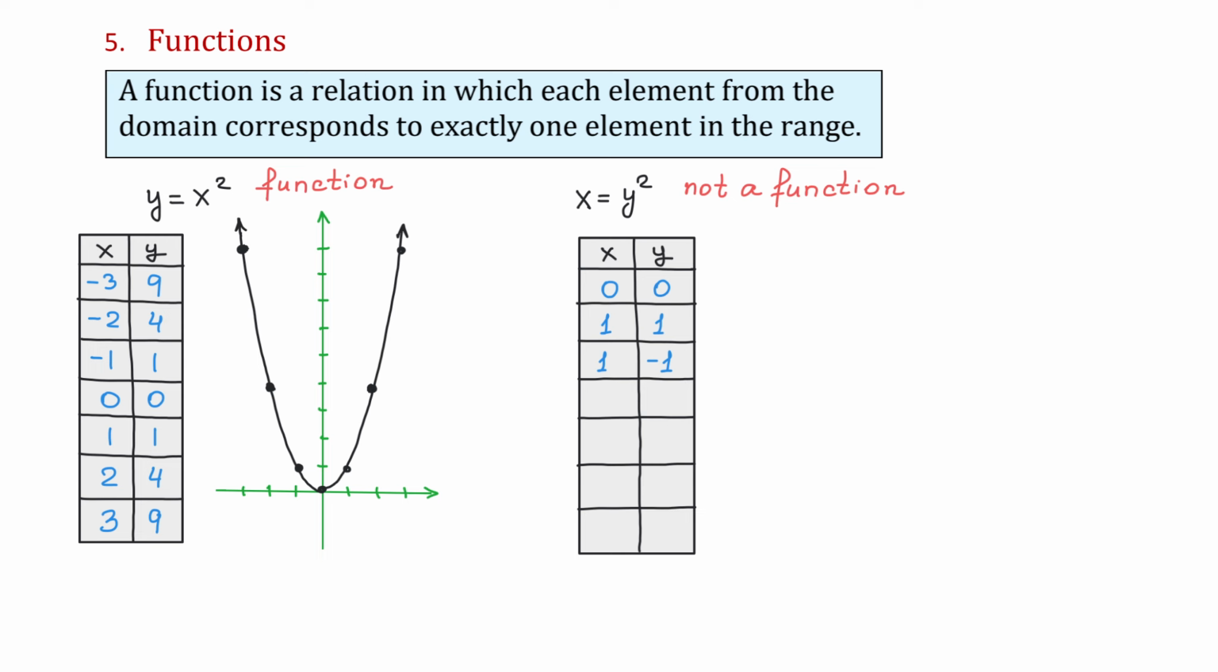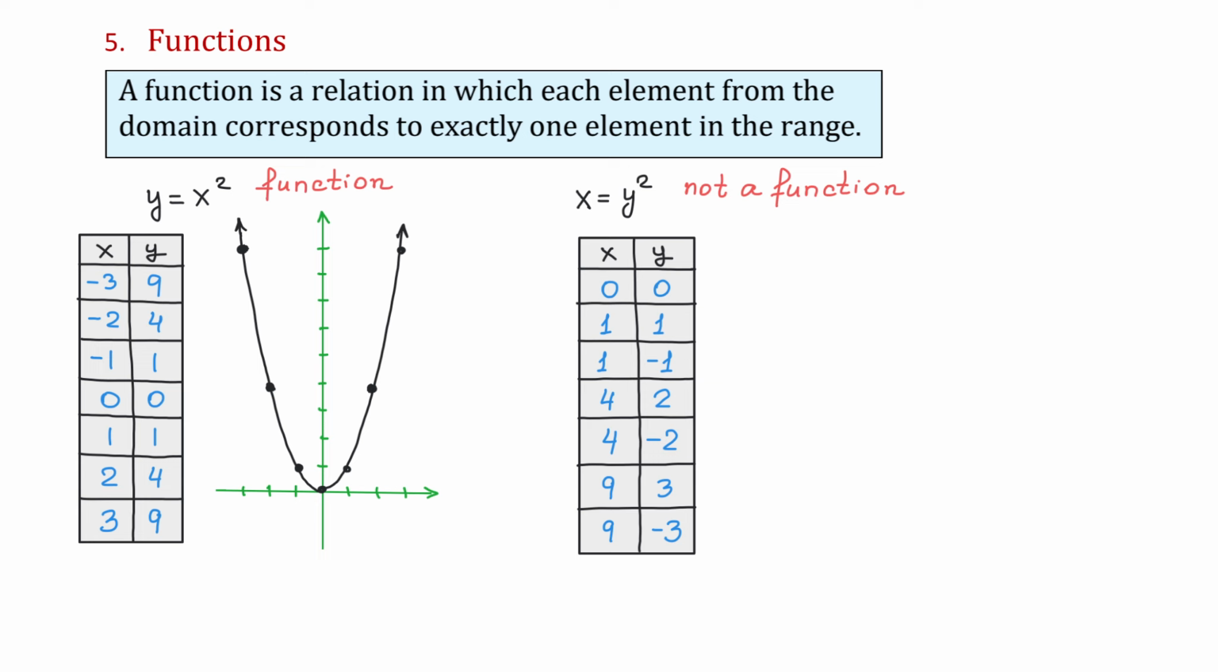For example, let x be 4. Then in this case, y can be 2, or for the same 4, y can be negative 2. And here we see again that for the same value of x, we have two values for y. And let x have one more value, for example 9. Then in this case, y can be 3, or y can be negative 3.